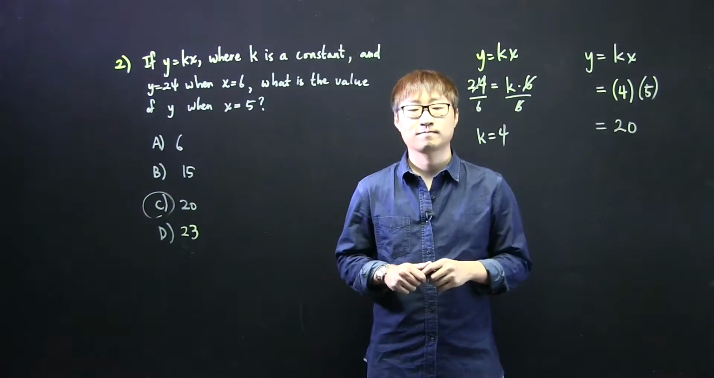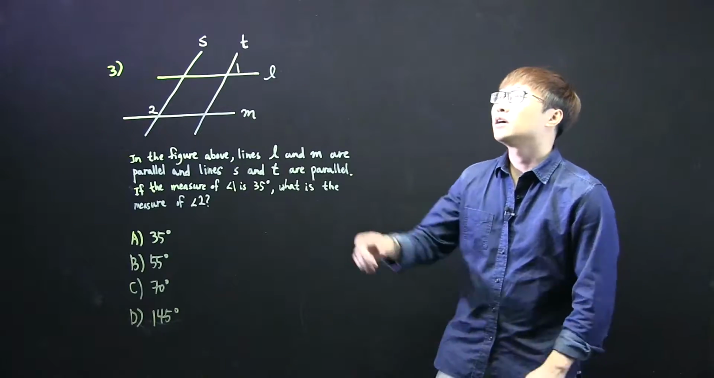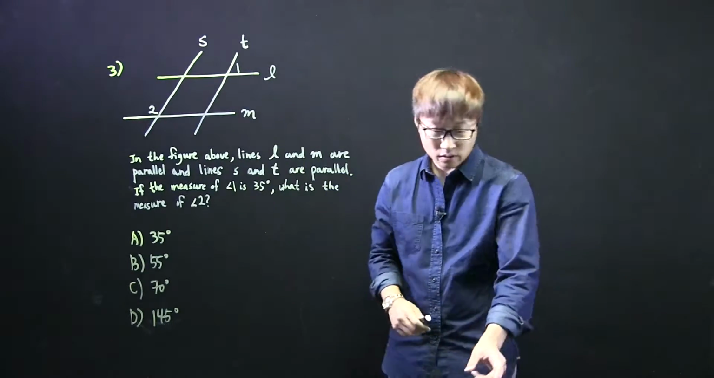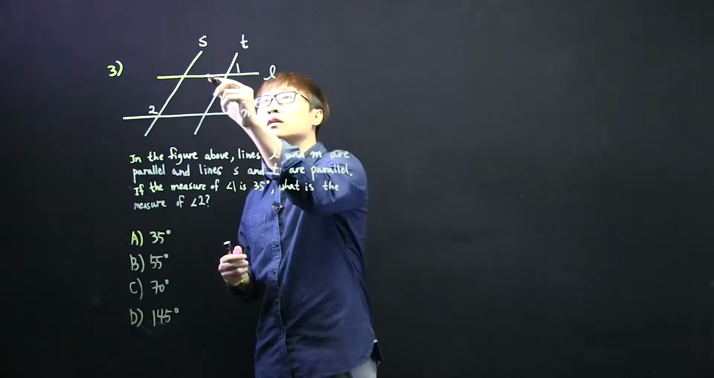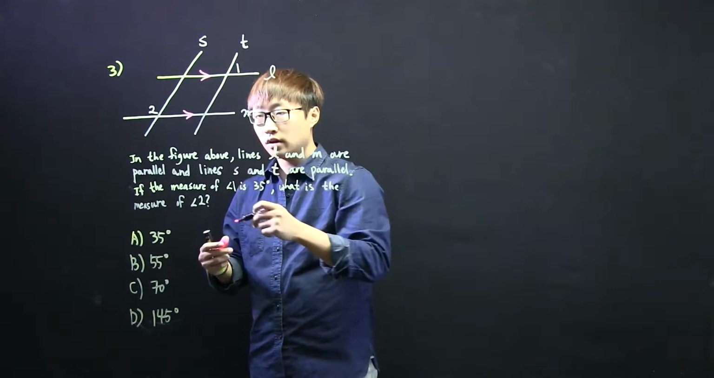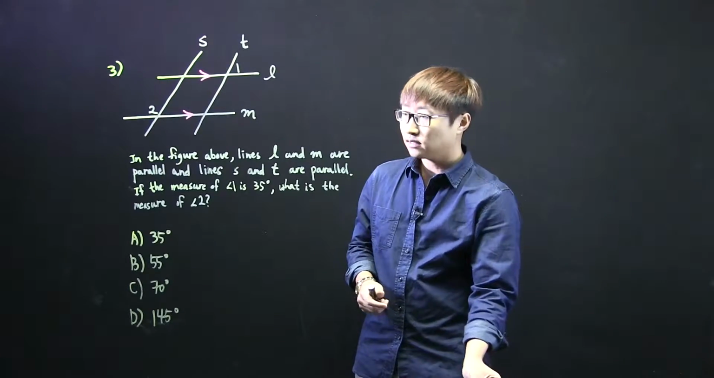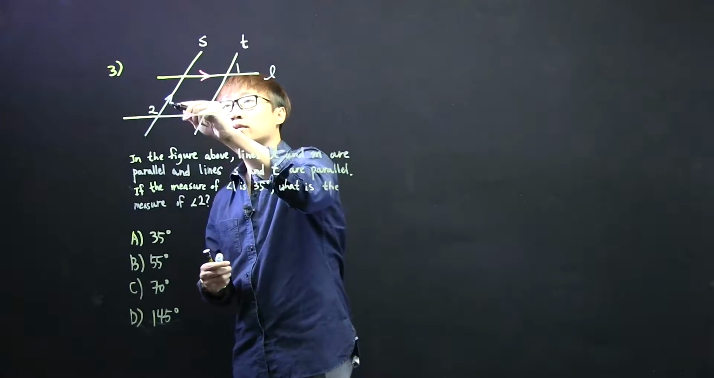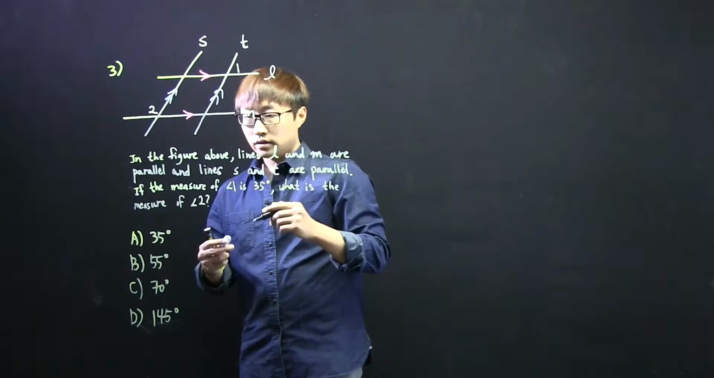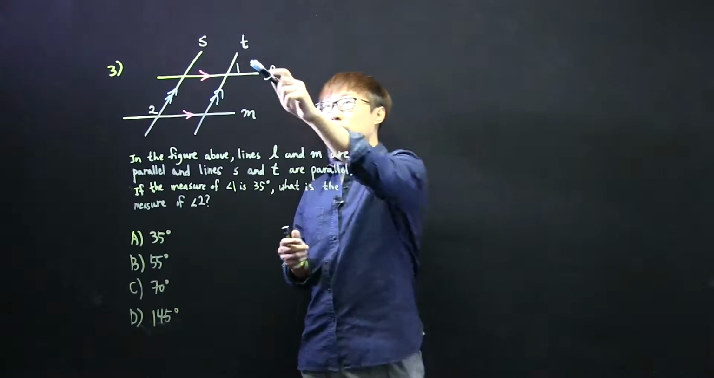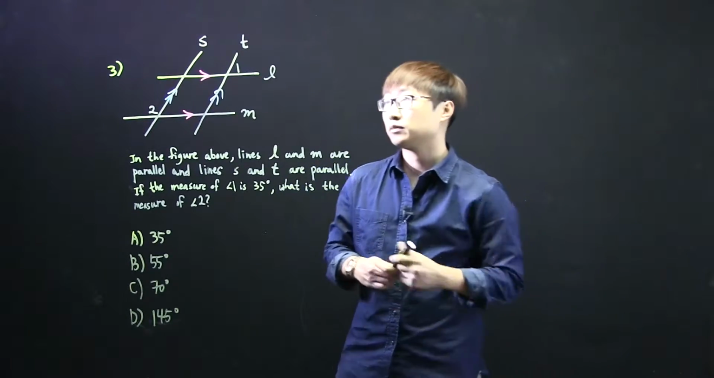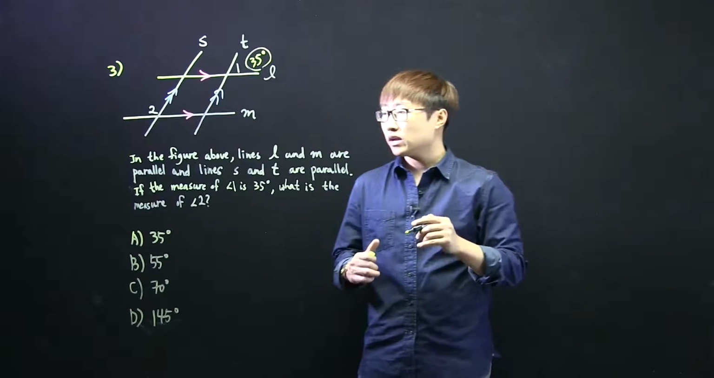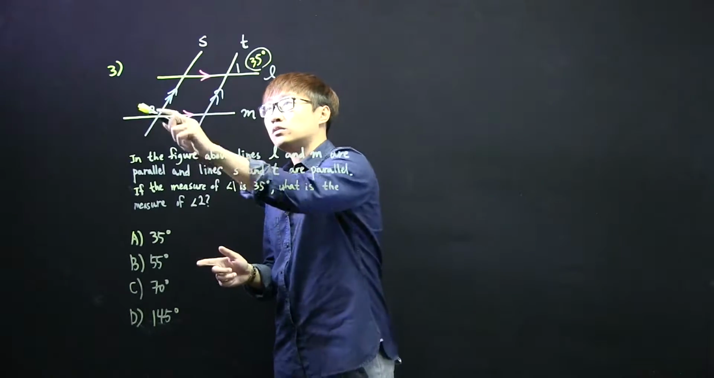Number 3, in the figure above, lines L and M are parallel. So let's mark that. Line L and line M, they are parallel. And S and T are parallel. So S and T, these guys are also parallel. Right? If the measure of angle 1, that guy, is 35, let's mark that too. So 35 degrees here. What is the measure of angle 2?